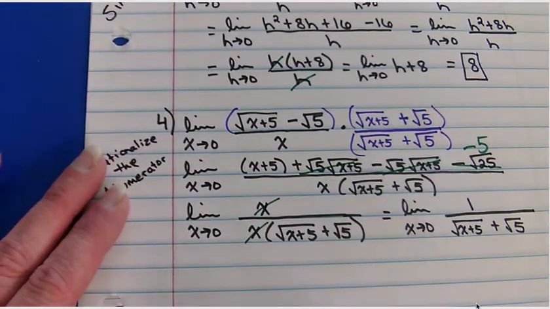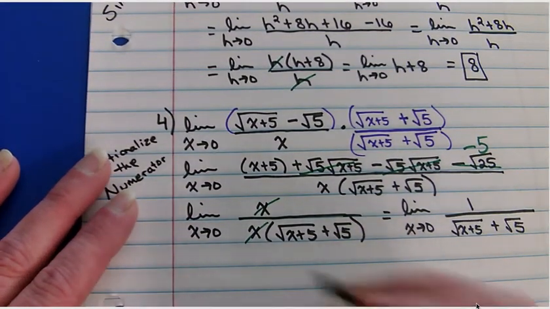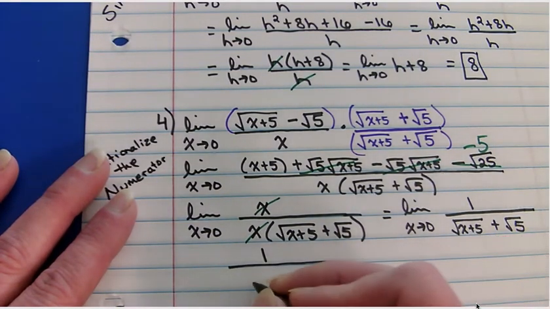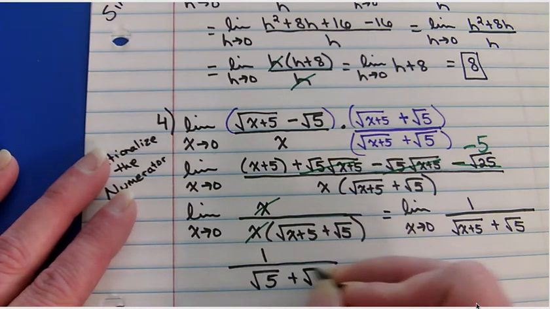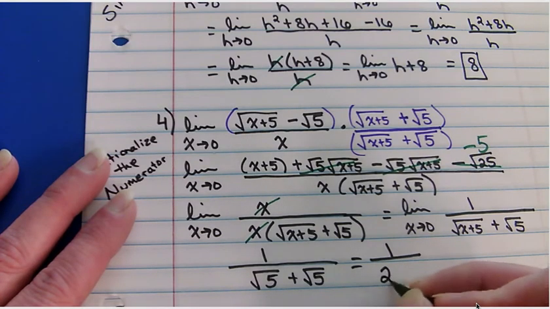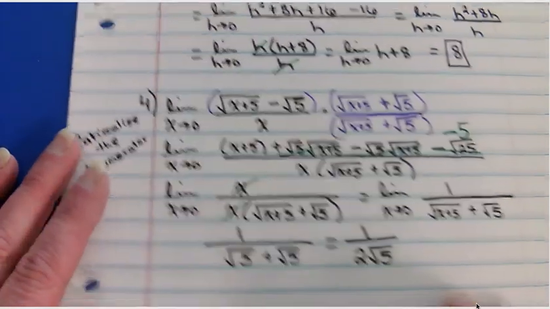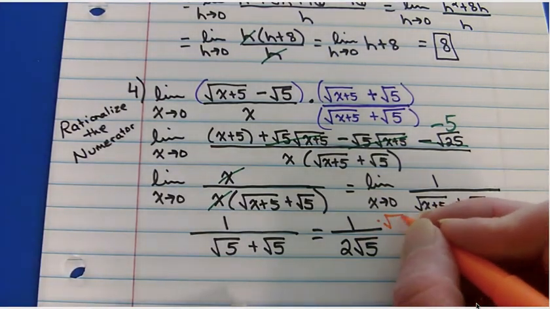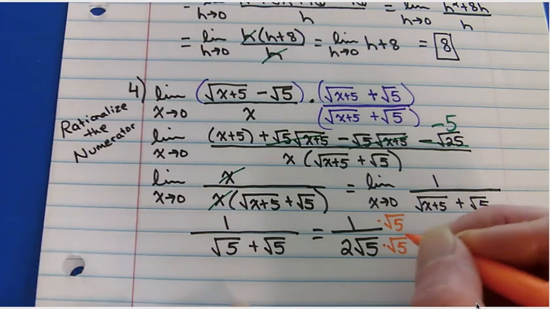Now I'm going to do direct substitution. That's going to give me 1 over, when I plug in 0 for x, a square root of 5 plus another square root of 5. That's 1 over 2 square roots of 5. Now this is a perfectly correct answer, but on a lot of systems, they don't accept a square root in the denominator. So how do I get rid of the square root of 5 in the denominator? I multiply the numerator and the denominator by the square root of 5.